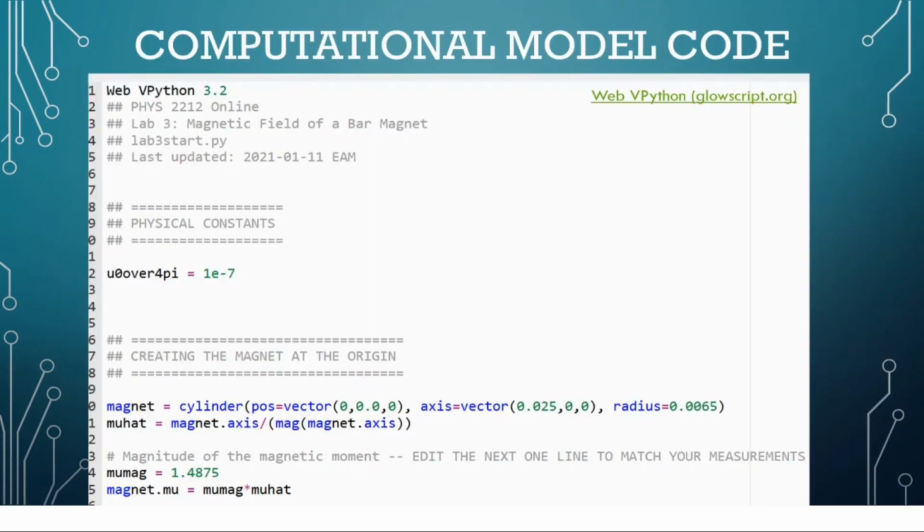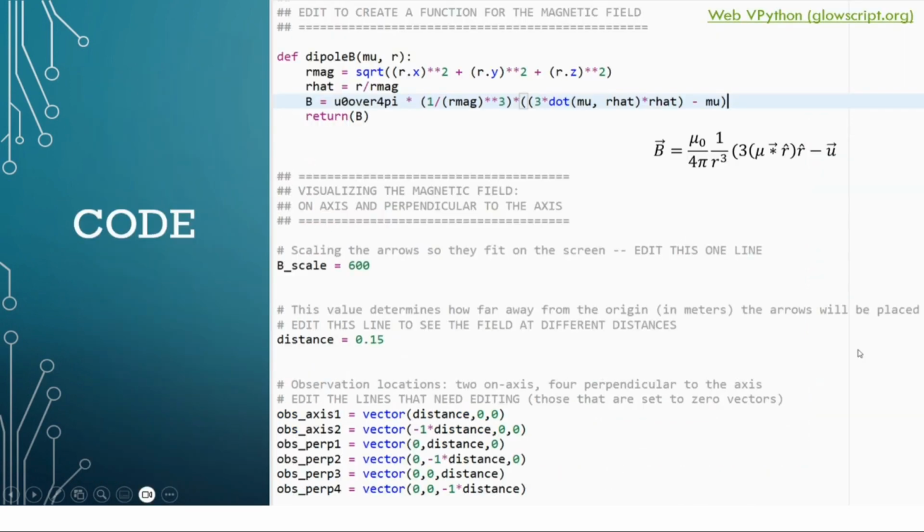So for the computational model code, the physical constant mu naught over 4 pi was set equal to 1e negative 7 for creating the magnet at the origin. These equations were used, and the magnitude of the magnetic moment was set equal to 1.4875, which matched my original measurements.